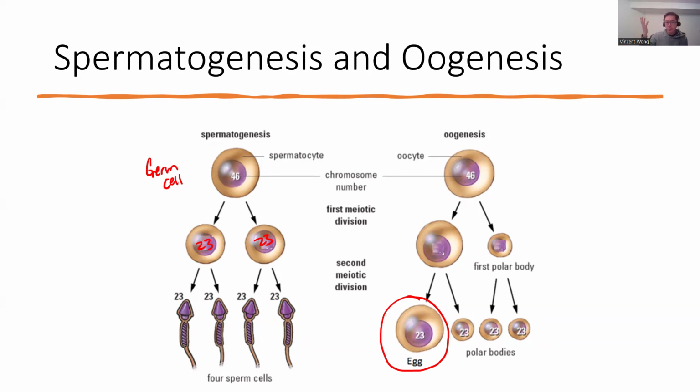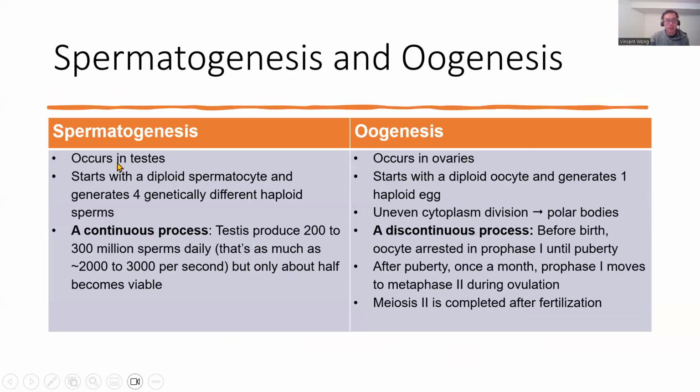So 4 genetically different sperm from each cell that undergoes meiosis in male, and 1 egg for female. Spermatogenesis occurs in the testes, starts with diploid spermatocytes and generates 4 genetically different sperm. It's a continuous process, after puberty, of course. It produces 200 to 300 million sperm daily. That is a lot, right?